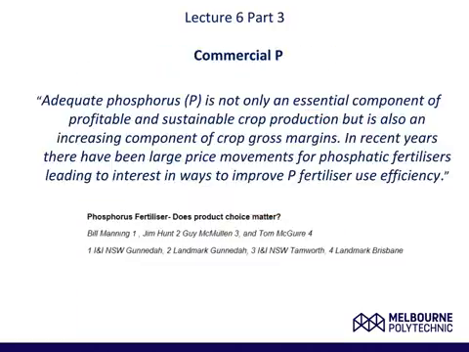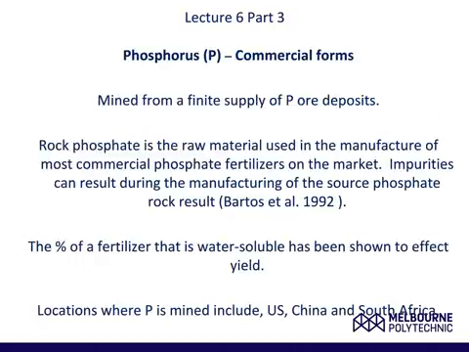So what commercial product of phosphorus should you use? Bill Manning et al., in their paper Phosphorus Fertilizers, Does Product Choice Matter?, started a dialogue with: adequate phosphorus is not only an essential component of profitable and sustainable crop production, but is also an increasing component of crop gross margins. In recent years, there have been large price movements for phosphatic fertilizers, leading to interest in ways to improve phosphorus fertilizer use efficiency. There are several commercial forms of phosphorus.